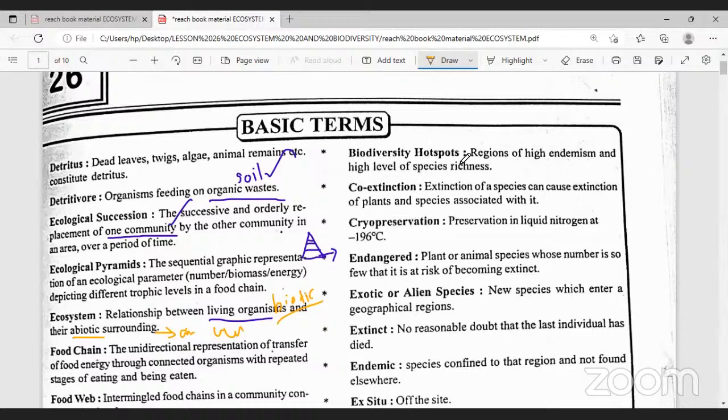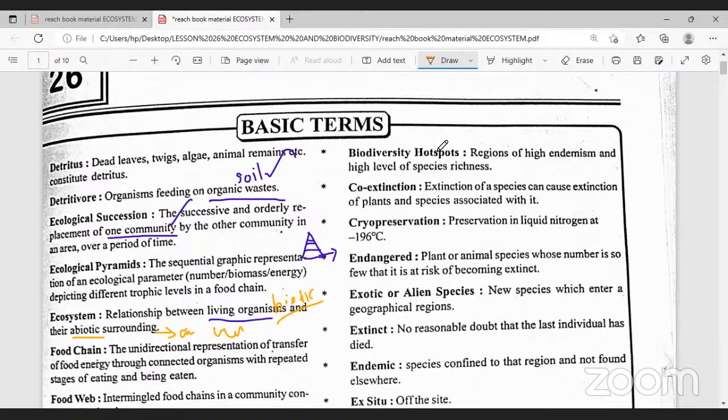Biodiversity hotspot. What is a hotspot in our country? How many biodiversity hotspots are there? That is very, very important. Twelve are major, particularly three are in our country. A region of high endemism and a high level of species richness is called a biodiversity hotspot.